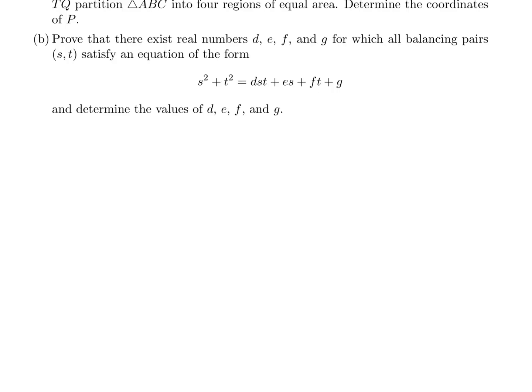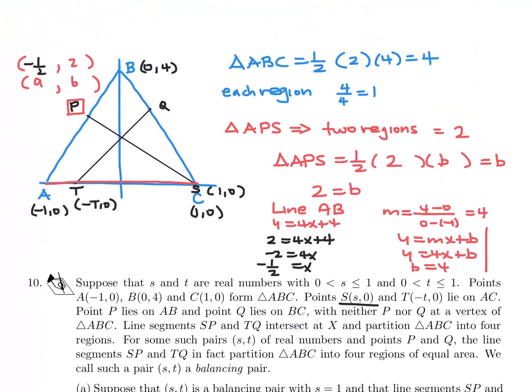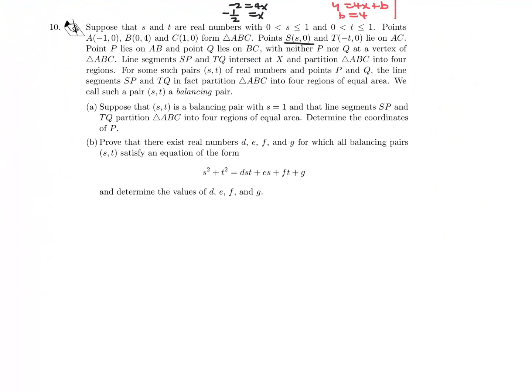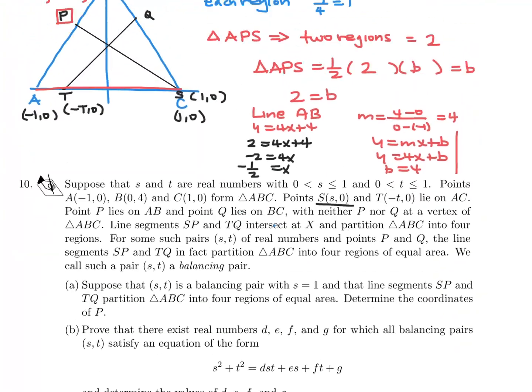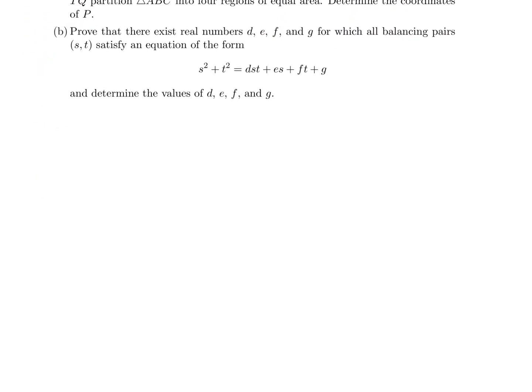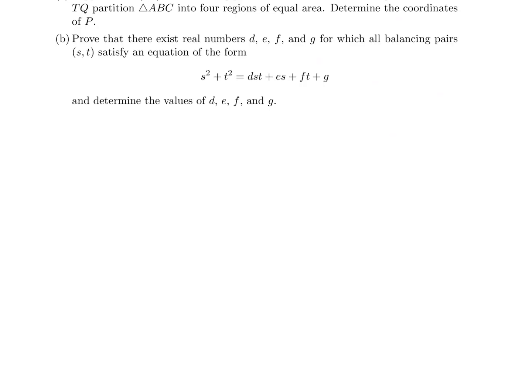Prove that there exist real numbers d, e, f, g for which all balancing pairs s, t satisfy an equation of the form s squared plus t squared plus 1 is equal to dst plus es plus ft plus g, and determine the values of d, e, f, and g. So we're basically going to follow a very similar pattern like we did up in part A. It'd be helpful to have it on the same screen, but somehow I don't think I can. But you guys seen part A, so you should be able to follow part B.